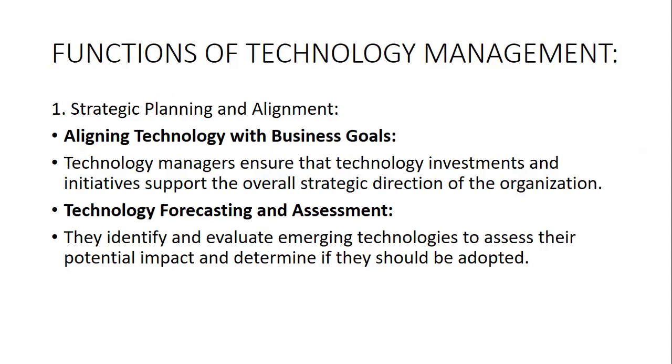What are the functions of technology management? Strategic planning and alignment. There are two broad subcategories under strategic planning and alignment. One is aligning the technology with the basic business goal. Next one, performing technology forecasting and assessment in order to study the life cycle management of the technology and how further we can bring the new technology to a better extent.